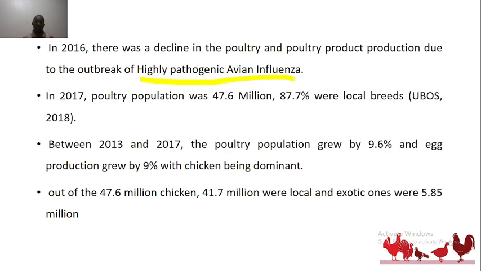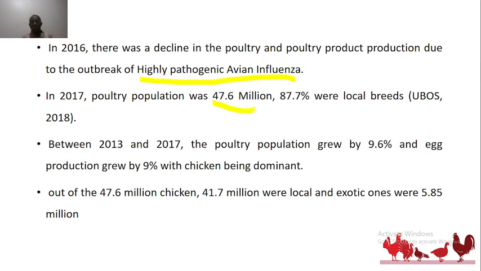Then we have the other case of low pathogenic avian influenza, the LPAI. This is caused by the H7 and then the H9. Then in 2017, the population increased to 47.6 million. And basically, 87.7% of these were local breeds. We see that the exotic breeds population was still low and was commonly in the central region. That's where they were rearing mostly the exotic.